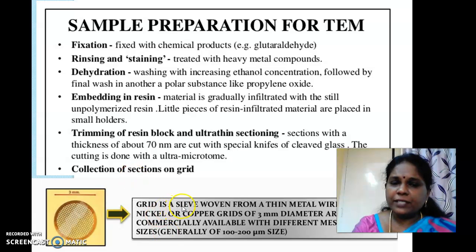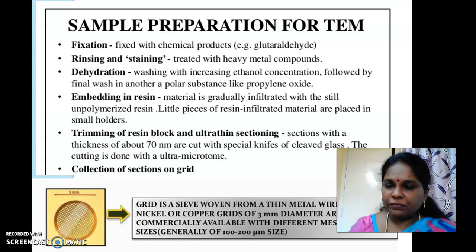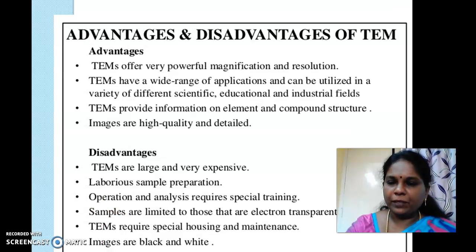A grid is nothing but a sieve woven from a thin metal wire, usually nickel or copper, of size 3 millimeter. Imagine the grid has a very small size, of the order of 3 millimeter, whereas the specimen itself is 70 nanometer. How small it is! Therefore, to handle this specimen and to prepare a sample, skill is very much required, and also there should be full commitment and patience.